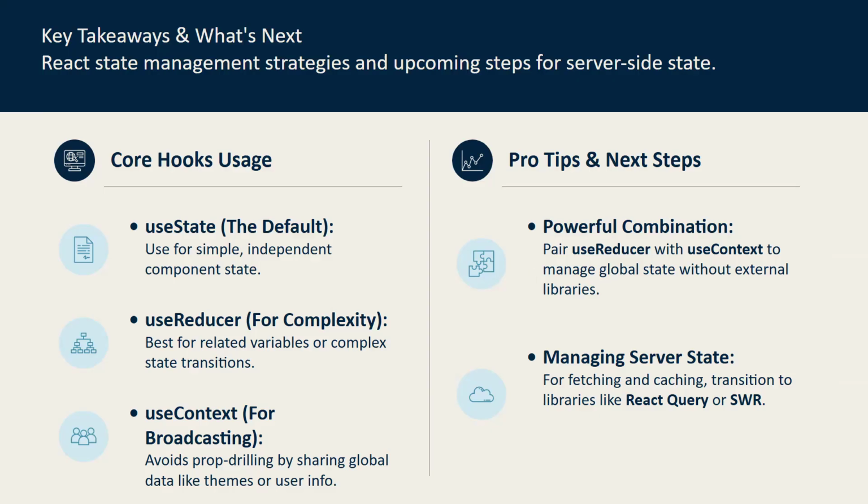Some of the powerful patterns that could be used in bigger applications include pairing useReducer with useContext. That gives you a way to manage more global state without bringing in any third party libraries. And looking ahead, once we start dealing with server state like fetching and caching, that is where tools like React Query become more appropriate.